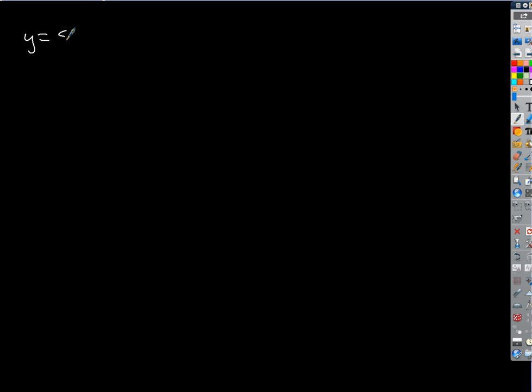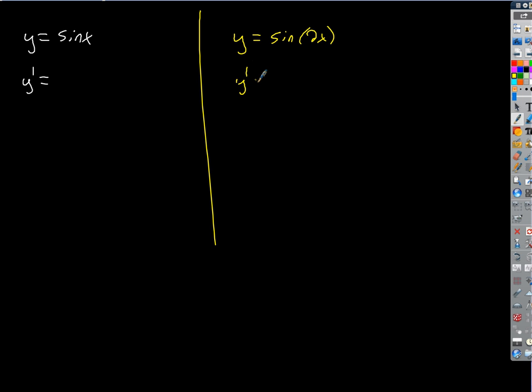If we know that y equals sine x, we can find y prime. But we can't do this. If we have y equals the sine of 2x, we're stuck. Okay? Because that doesn't specifically match one of our rules. We have a rule for derivative of sine x, but not the sine of 2x, or the sine of 10x, or the sine of x squared, or something like that, right?